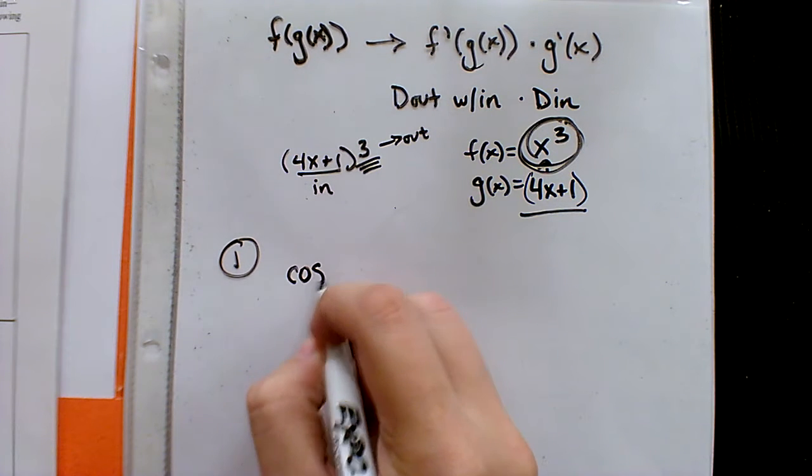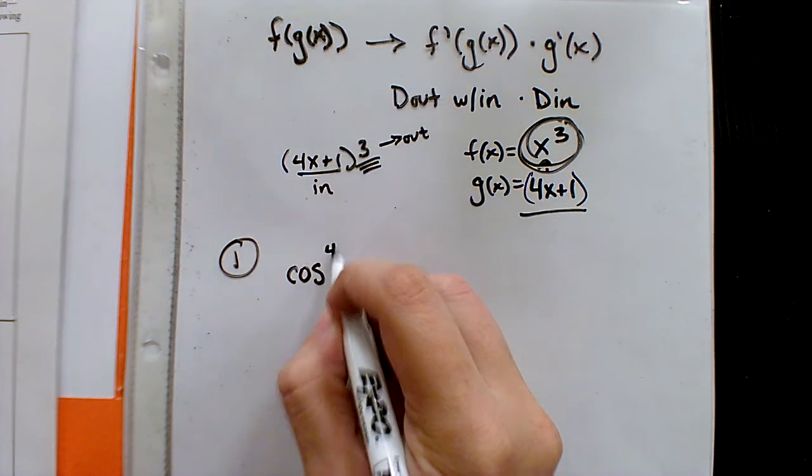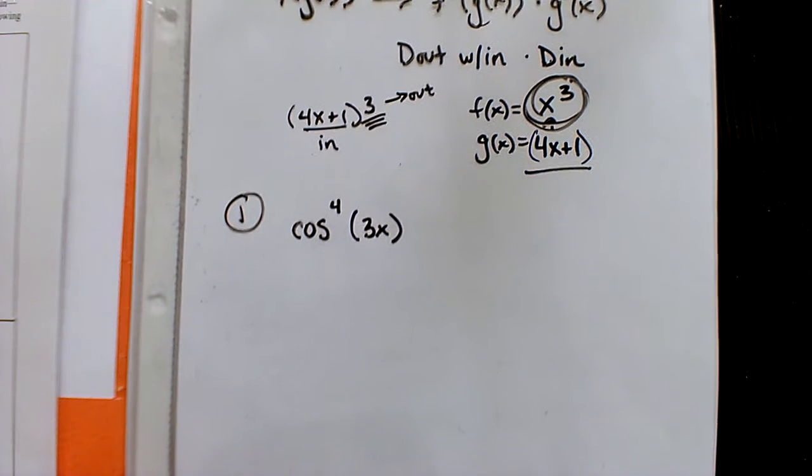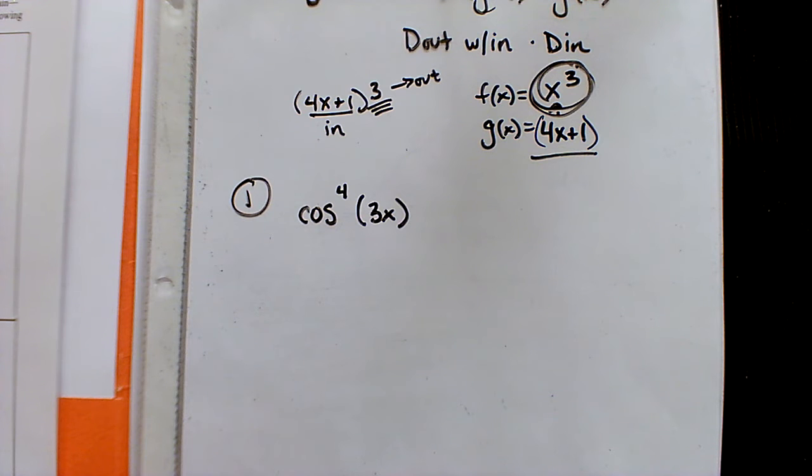What if I had cosine to the 4th of 3x? I want to find the derivative of this function. Can we label any inside or outside pieces? Because if you read it out loud, cosine to the 4th of 3x, notice how I never said times or multiply, and I never said divide, right? So product rule and quotient rule are not necessary. Okay, so this is probably going to be a chain rule of some type.